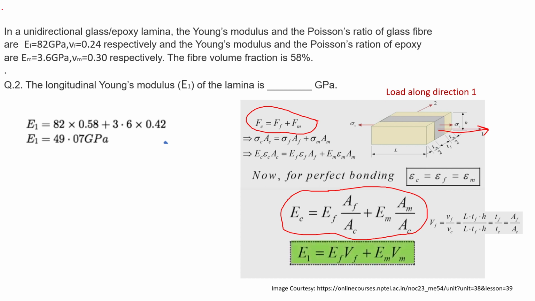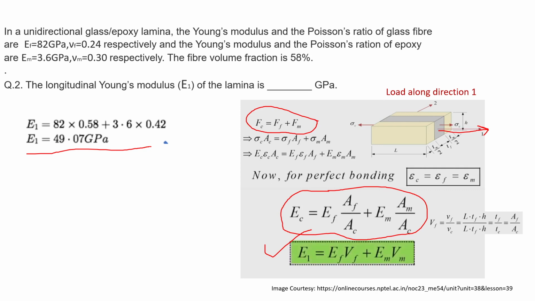So the Ef value is given as 82 gigapascal and the Em value is given as 3.6 gigapascal. Also the fiber volume fraction is given as 58%, that will be 0.58. From that, 1 minus 0.58, we can get the matrix volume fraction, that will be 0.42. So when we put all these values in this equation, we get the longitudinal modulus as 49.07 gigapascal.